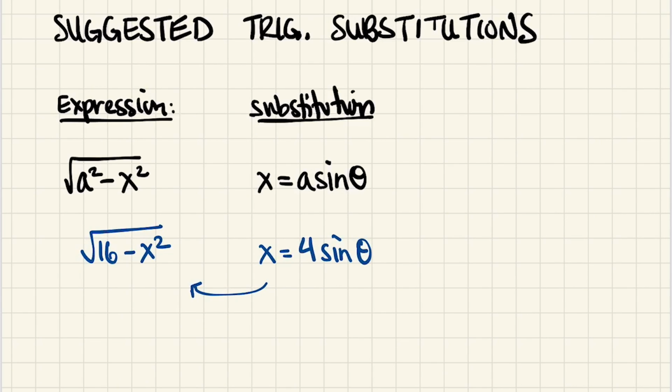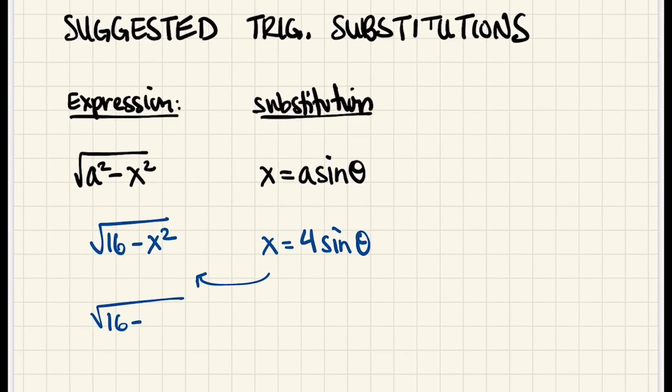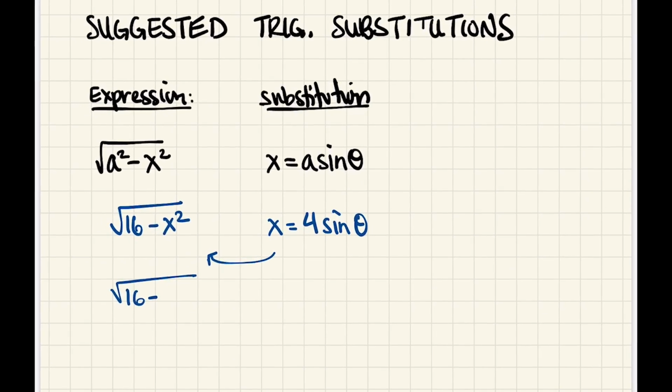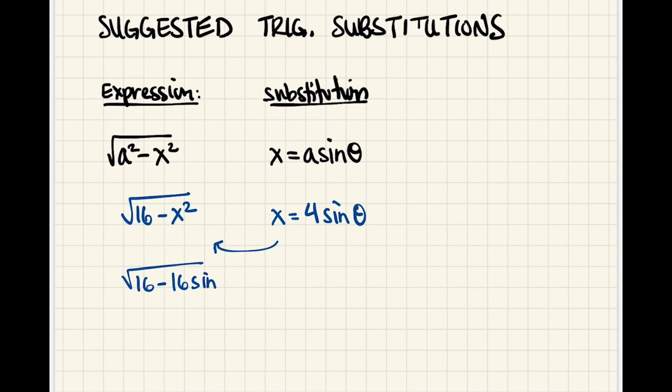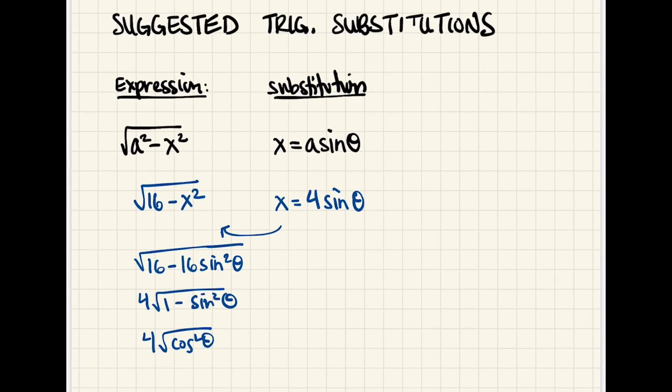And why does that work? Because once you make the substitution, you'll have x squared in here, and x squared is 16 sine squared theta. You factor the 16 out of the radical, which emerges as a 4, and we get 1 minus sine squared theta. Okay, 1 minus sine squared theta we know is cosine squared theta, so we would get the square root of cosine squared.